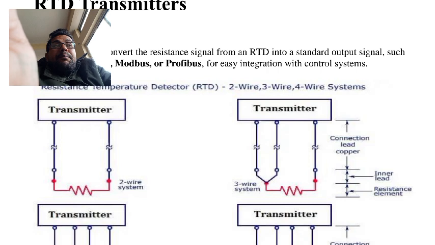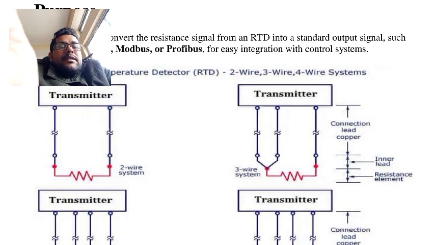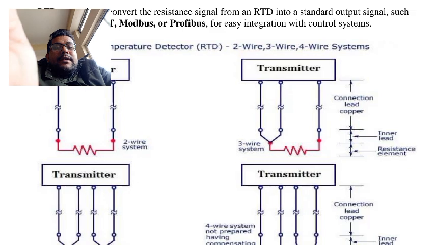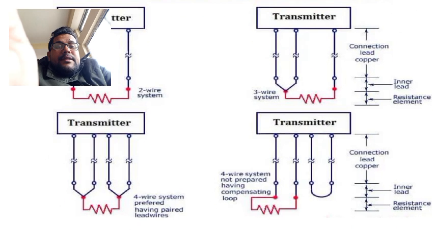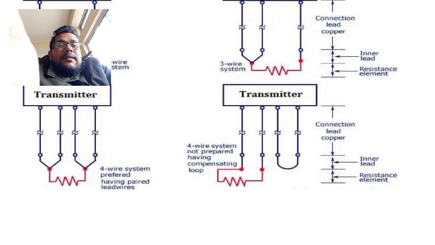Now, mainly the part of transmitting the signal, transmitters means transmitting the signals from field to control room. This is the 2 wire, 3 wire connection to the control room. The connection looks like this. This is the RTD and 2 wire connection. The 3 wire connection looks like this. The 4 wire connection is like this.